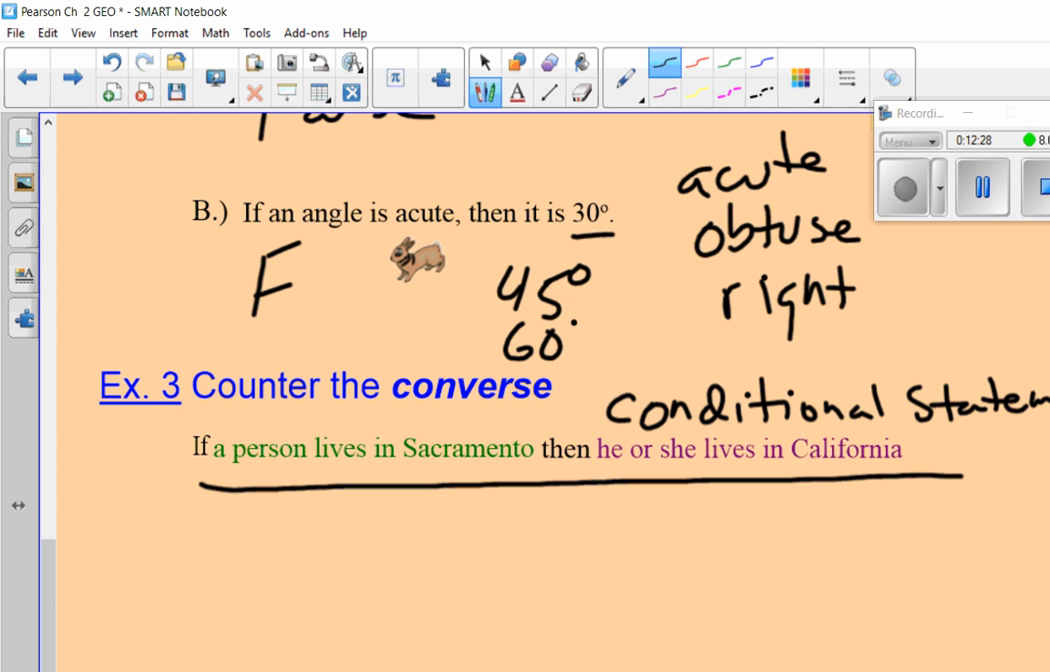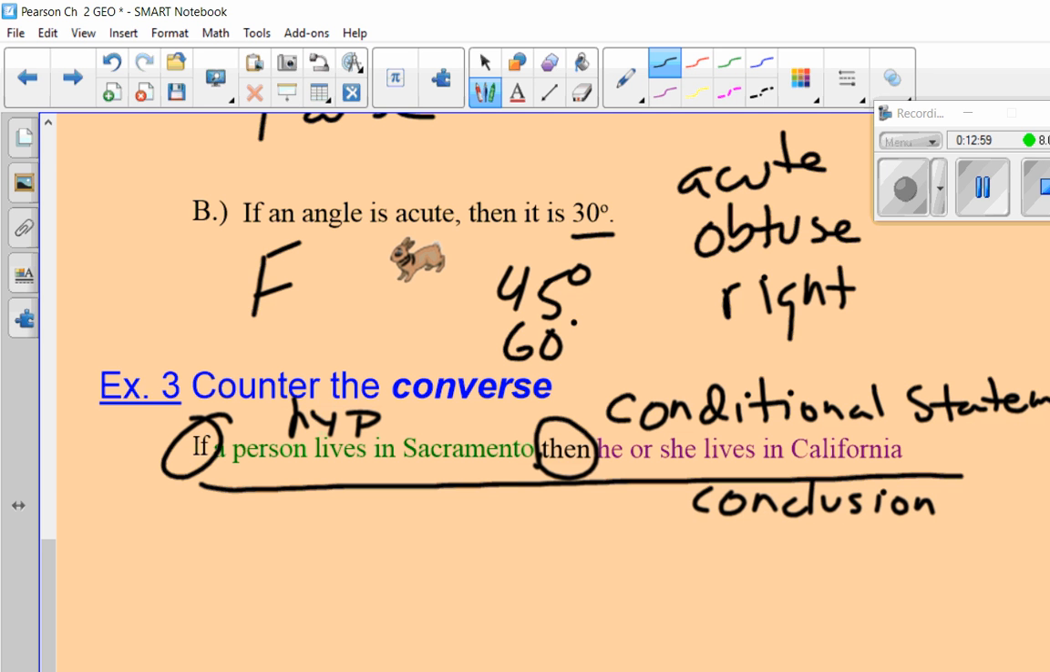Okay, it's in if-then form. This is your hypothesis. This is your conclusion. Okay? If a person lives in Sacramento, then he or she lives in California. Well, you know, really that's true. I think there are some other cities in the United States called Sacramento, but basically that's true.